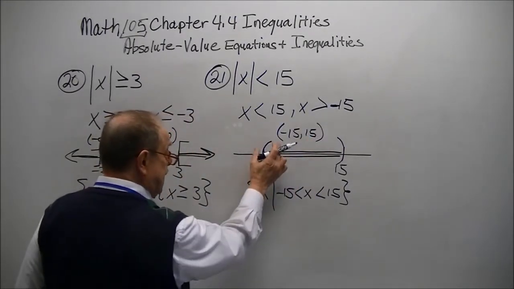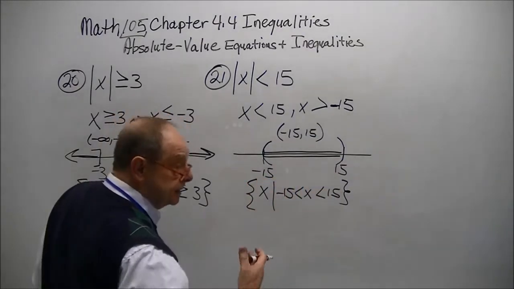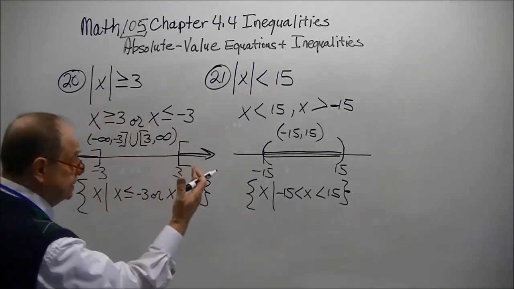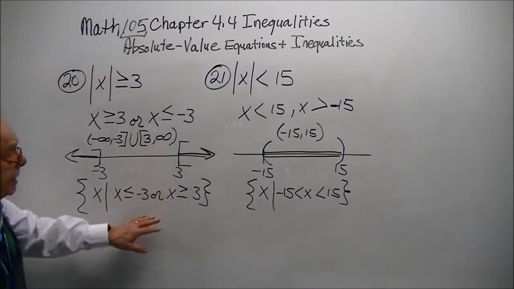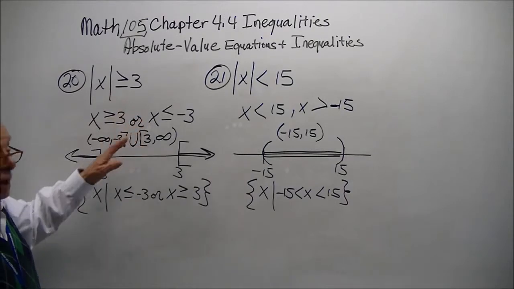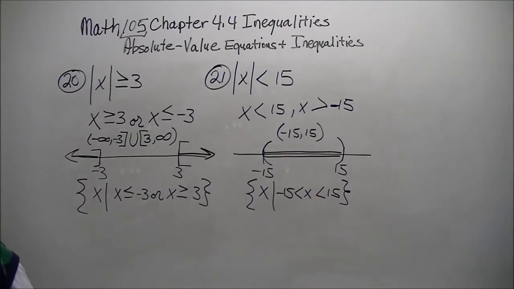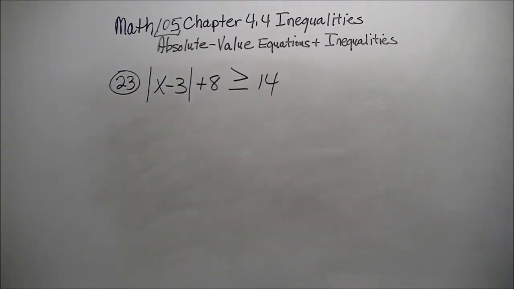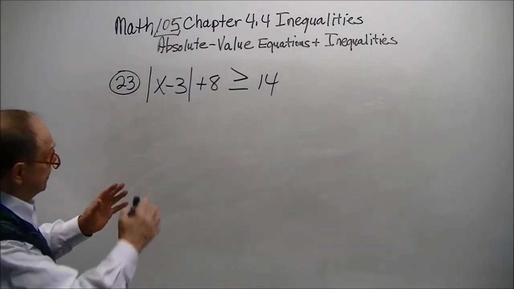And keep in mind, when we have a parenthesis, that indicates that the number we're featuring here is not included in the set. When we have a bracket, it indicates the number is included in the set. Now there are some other examples in which you have to solve, but this is your basic technique. Maybe we'll do one of those. Okay, I think we'll use 23 as an example for all of this type.